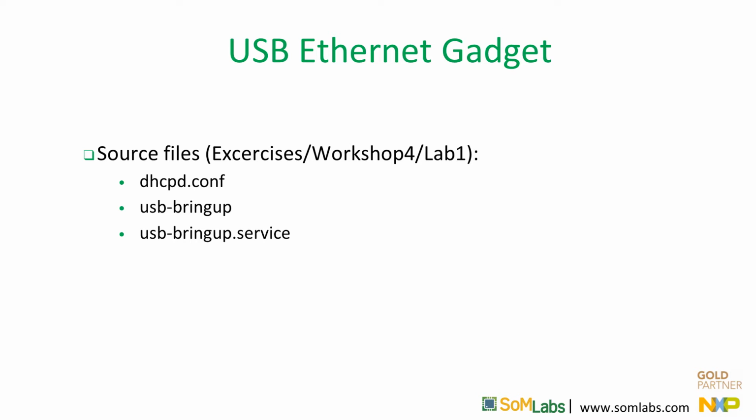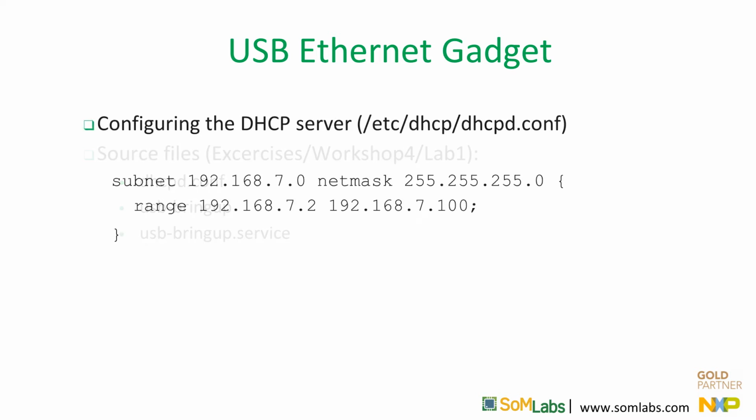After logging in, we have to manually make some modifications in the system configuration files. The changed and new files are located in the Exercises Workshop 4 Lab 1 directory of the virtual machine, so we can also copy them directly to the device. These are dhcpd.conf, so DHCP server configuration file, usb-bringup, a script created by us that contains commands that start USB in the Ethernet Gadget mode, and configure the resulting usb0 interface, and finally the usb-bringup service that runs the mentioned script at boot.